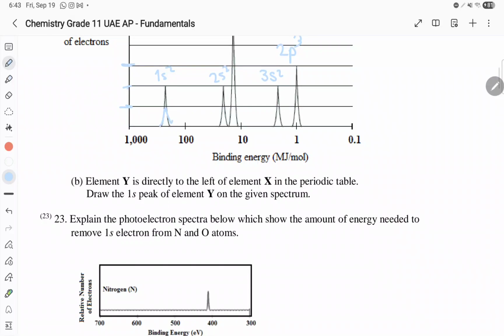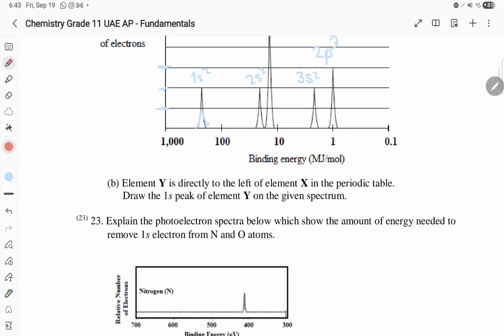Now, element Y is directly to the left of element X in the periodic table. Draw the 1s peak of element Y. I'm gonna draw it in red. The 1s peak of element Y is gonna be to the right of this one. So it's gonna be most likely here. Or, sorry, it's supposed to touch the line. So that's probably the 1s peak of element Y.